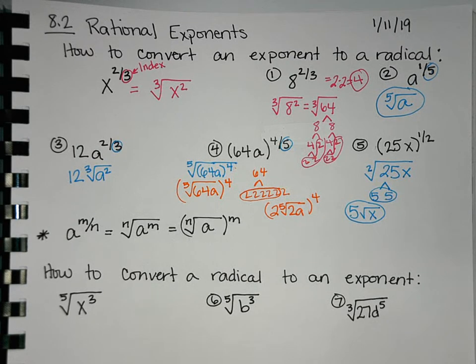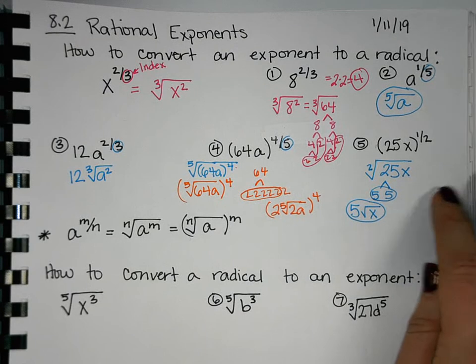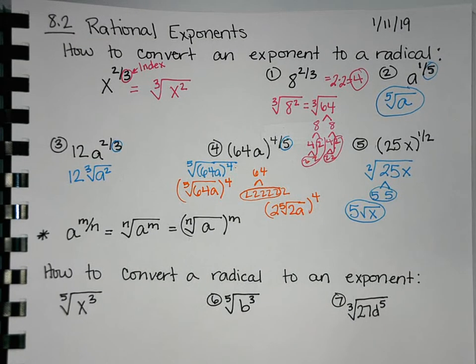Okay, so we're going to go through, I think I have 11 total examples, where we're going to now switch to going from radical form into exponent. So are there any more questions about how to convert from a fractional exponent to a radical? Because now we're going to flip it and go the other way.